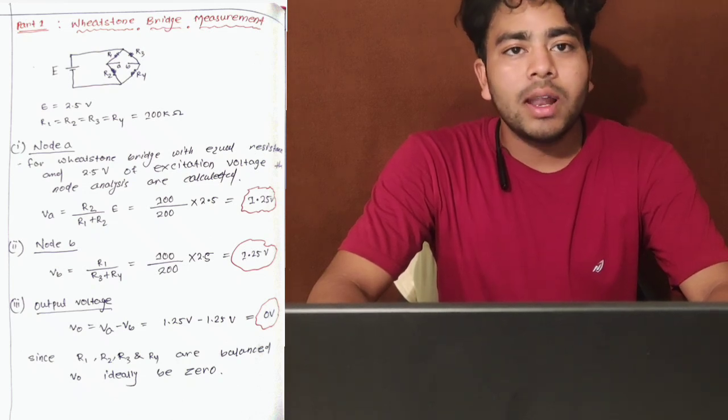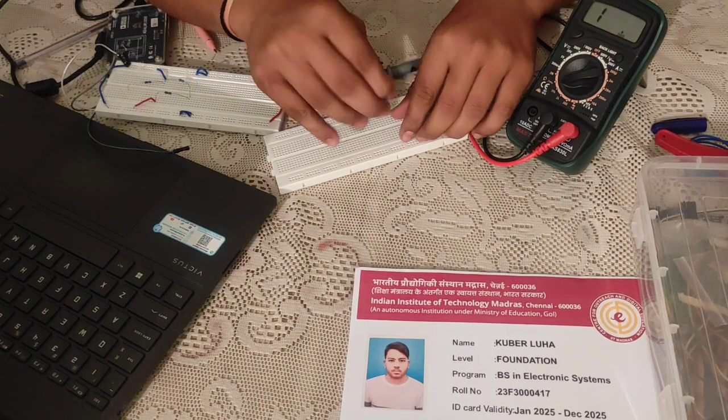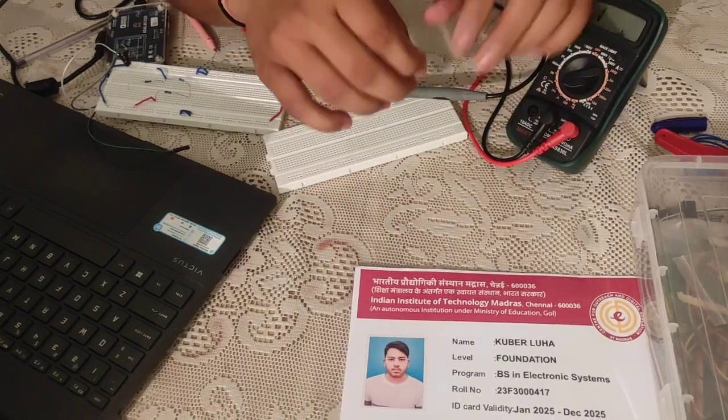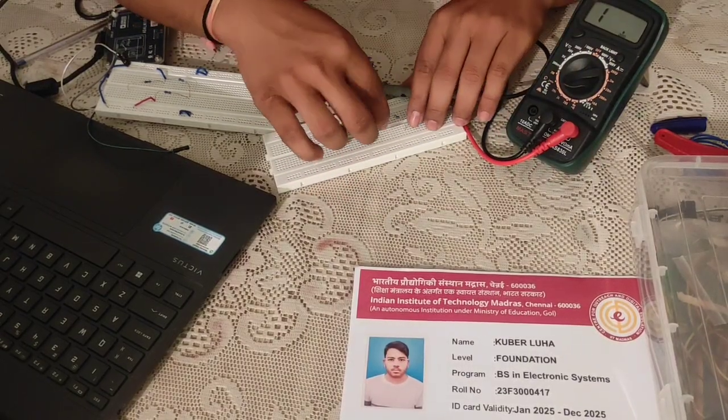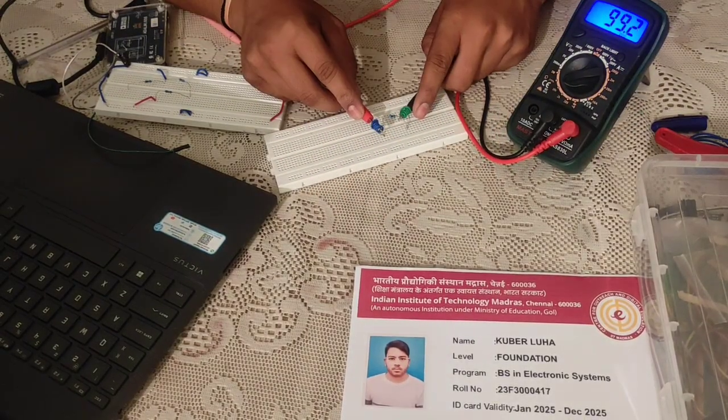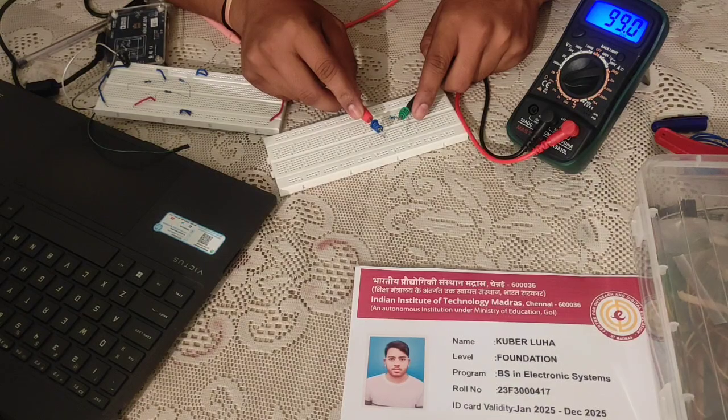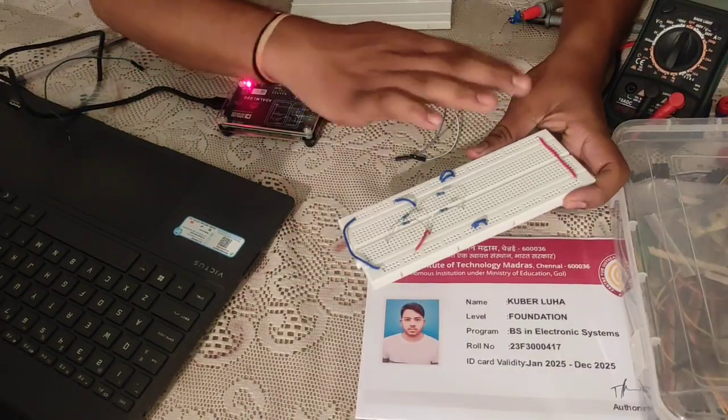Okay, so let's do it practically. This is one resistor of 100 kilo ohm, so I have to confirm it. You can see this is approximately 100, or it is 100, with some small error in this case. Okay, I have set all these components as per the diagram.